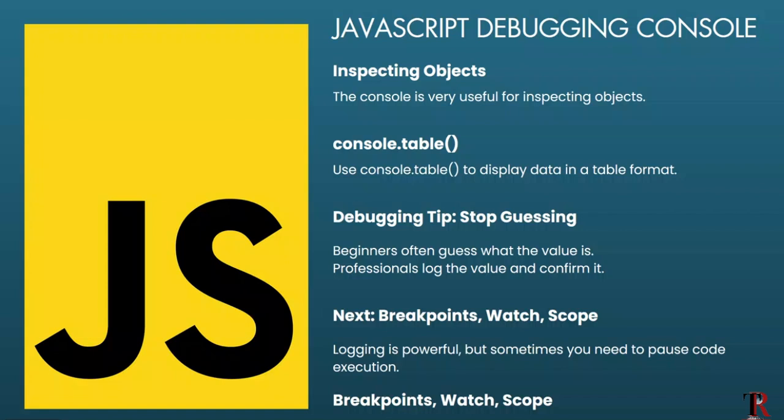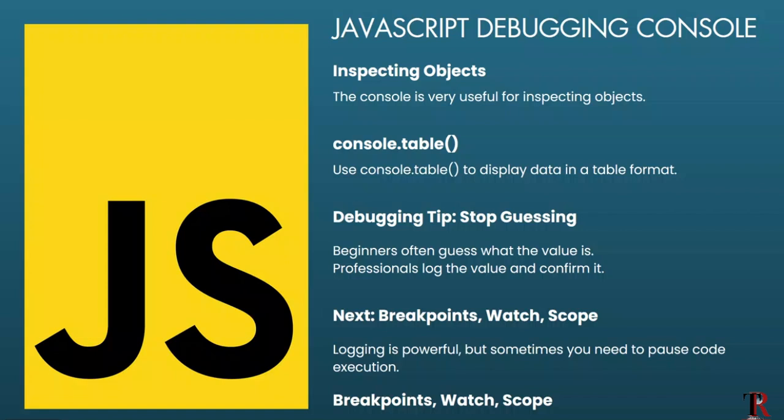Logging is powerful. Logging is printing out values, which is what I've been showing you. But sometimes you need to pause code execution. When you need to pause code execution, you can use next to achieve this in your code. And we also have breakpoints, watch, and scope as part of this way of pausing and inspecting what is really happening in your code.